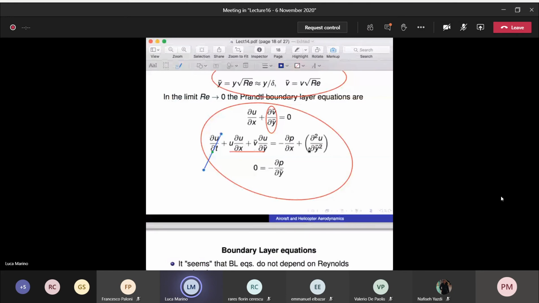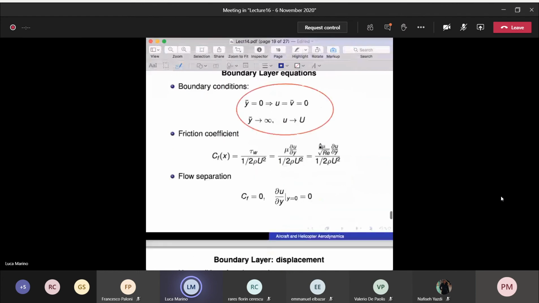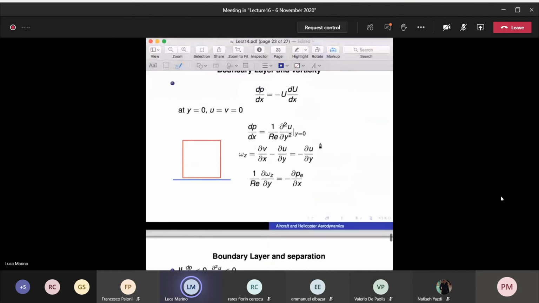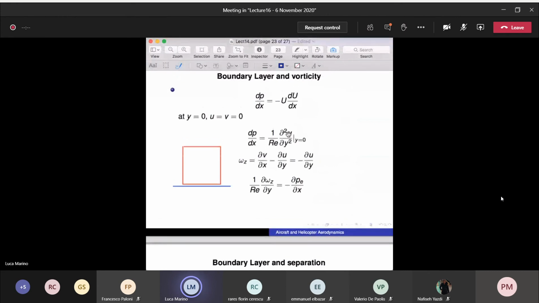So this equation written at the wall says that the pressure gradient is equal to the diffusive term. As it is reported here, the pressure gradient is related to the derivative of the shear stress, or in other terms, to the derivative of the friction coefficient, if you put it in non-dimensional form. So this is important, okay?